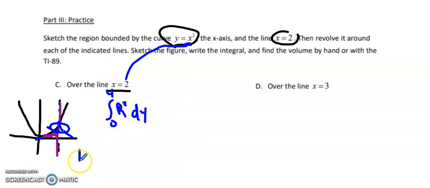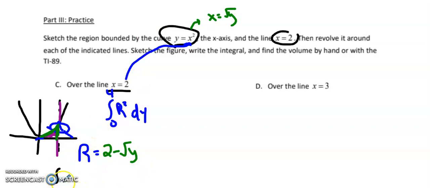So now the trick is to find my big R value. Big R in this case, because we're doing this with respect to a vertical axis, is going to be right curve minus left curve. My right curve is x equals 2. My left curve is the y equals x squared. So I have x equals 2, and then I can't put in y equals x squared because I need it in terms of y. So I'm going to have x equals the square root of y. I do not need the plus or minus square root because I'm only looking at the positive side over here. So my big R is 2 minus the square root of y.